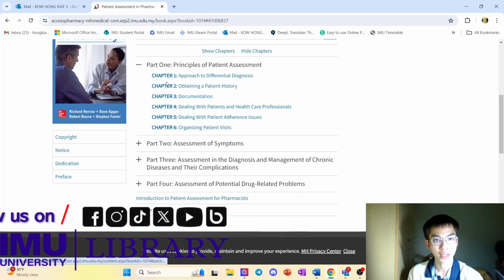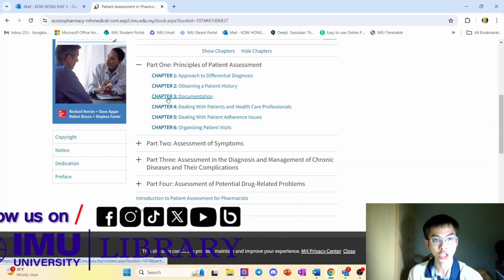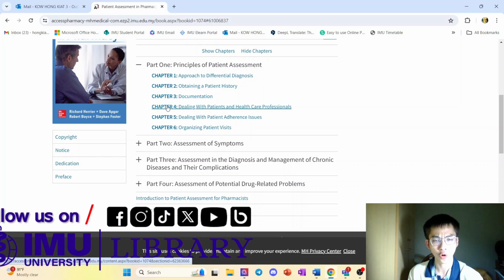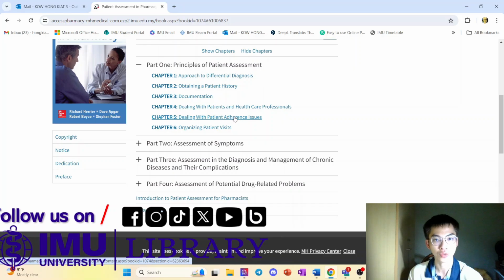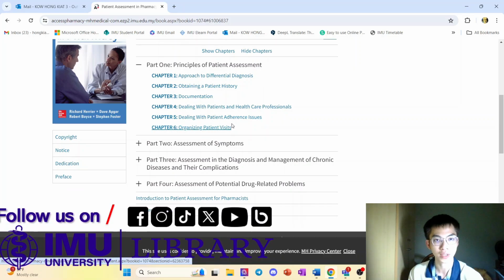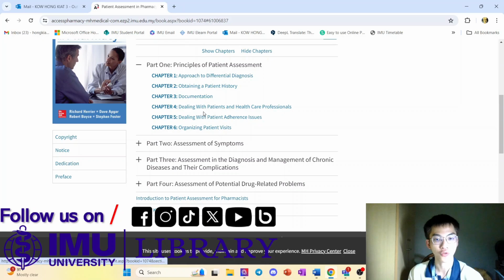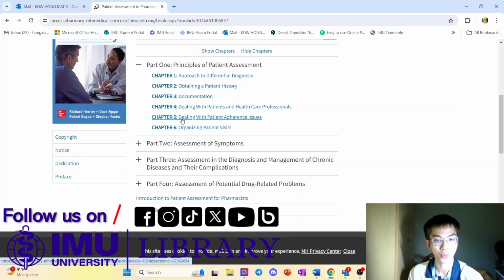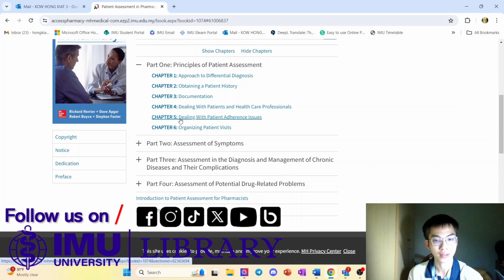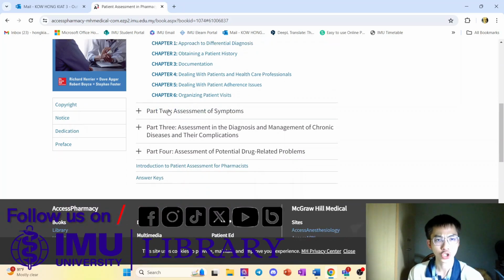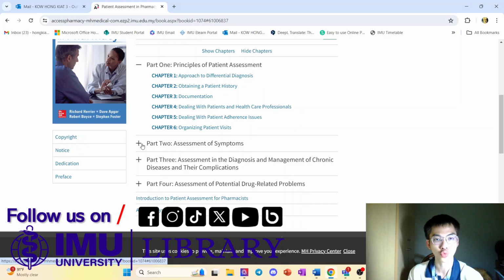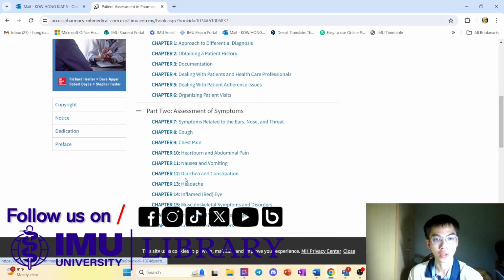Both these chapters, including the remaining Chapter 3 on documentation, Chapter 4 dealing with patients and healthcare professionals, Chapter 5 dealing with patient adherence issues, and Chapter 6 organizing patient visits, all focus on pharmacists involved in assisting patients to optimize treatment of their chronic diseases. This information will also be applicable to community pharmacists as chronic care management roles move from the healthcare system to the community pharmacy setting.